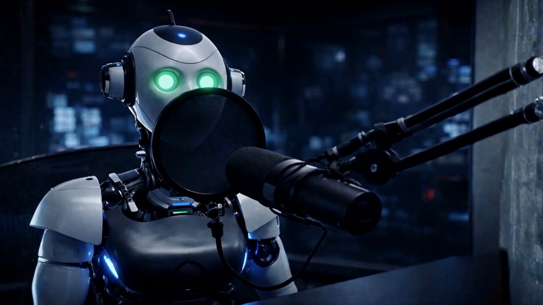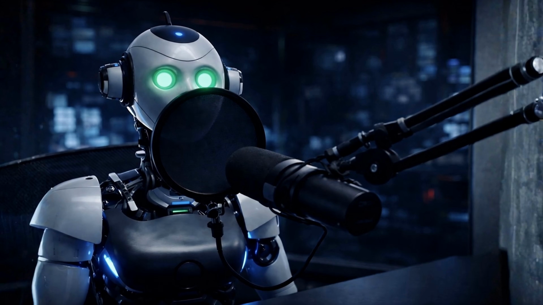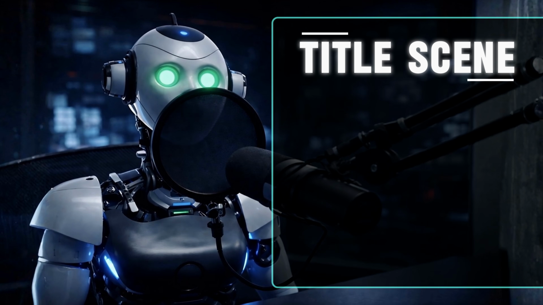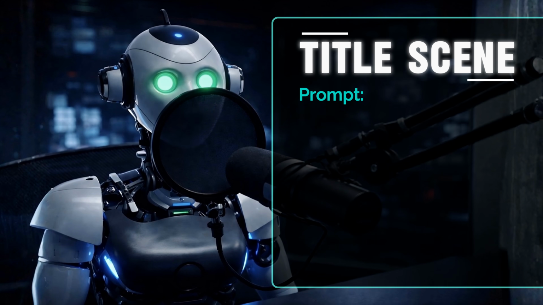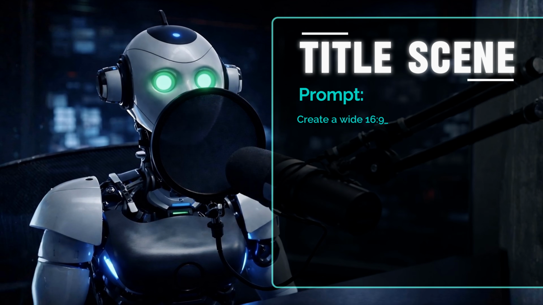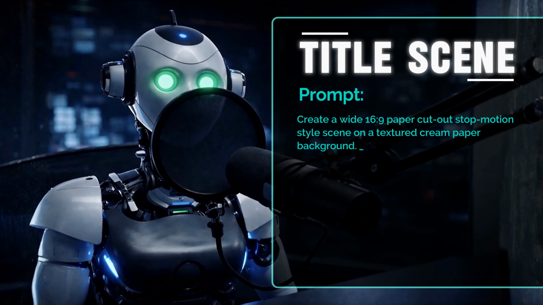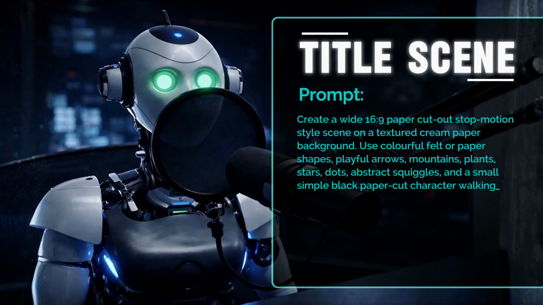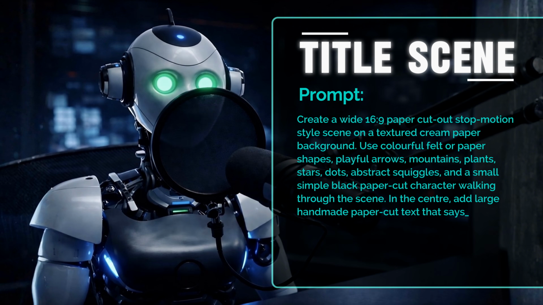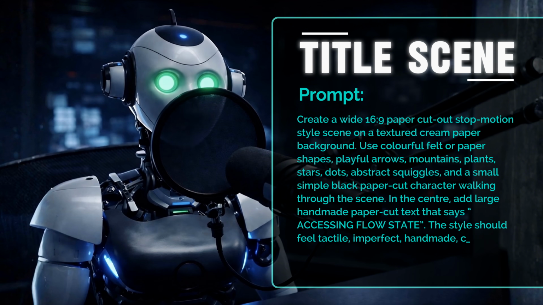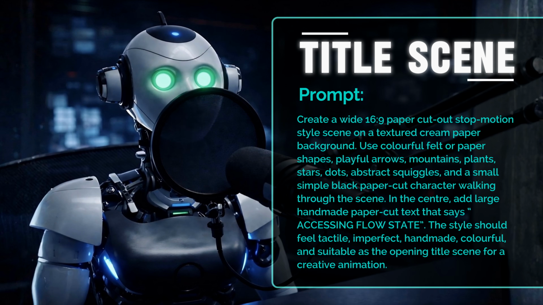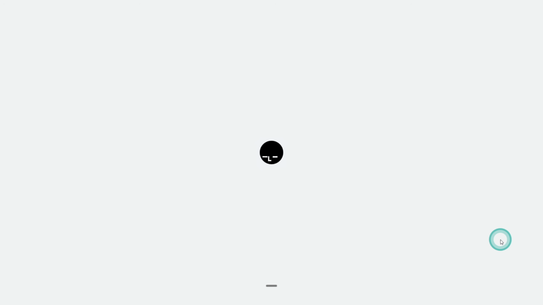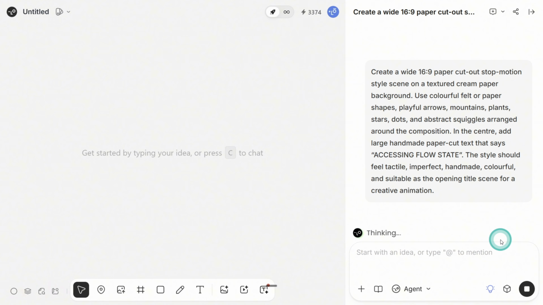But for this animation, we're going to start by creating a simple opening title scene that establishes the visual style for the full piece. So instead of starting with a complicated prompt, I'm asking for a wide paper cutout scene with a textured background, colorful handmade shapes, arrows, mountains, plants, stars, abstract details, a small paper cut character, and the title, Accessing Flow State, in the center. These are some of the visual elements I plan to reuse throughout the full composition, so this first image gives us a strong foundation to build from.